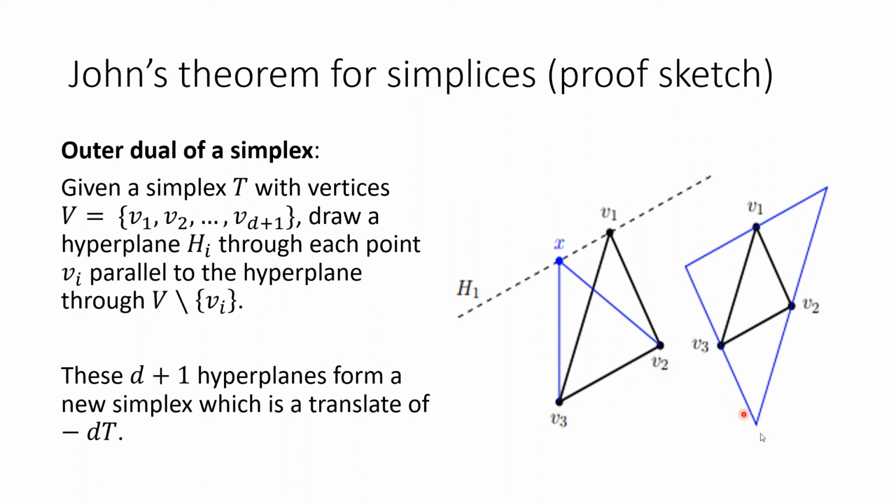And these D plus 1 hyperplanes form a new simplex, and in fact, this new simplex is similar to the original simplex. It's in fact a translate of negative D times the original simplex. So how does this help us?